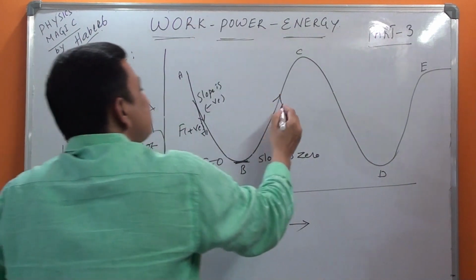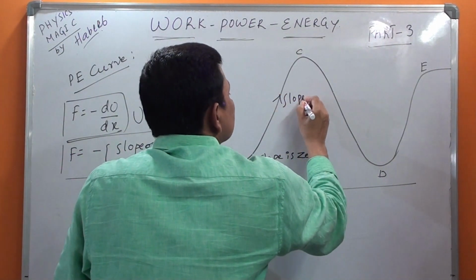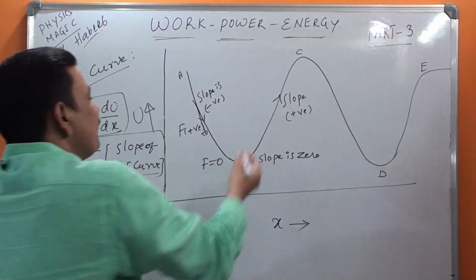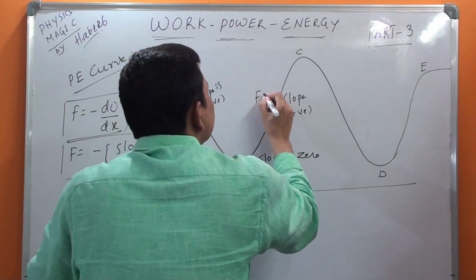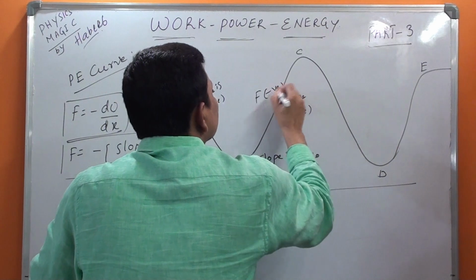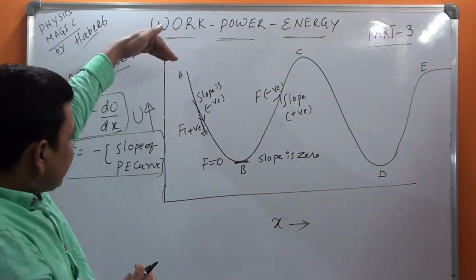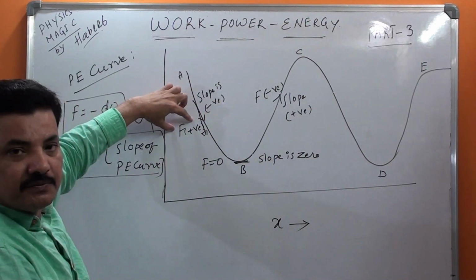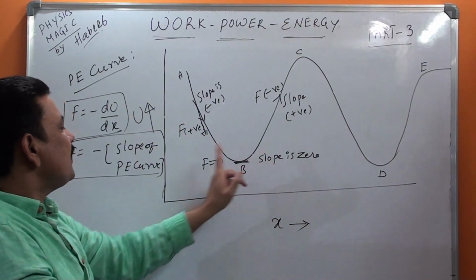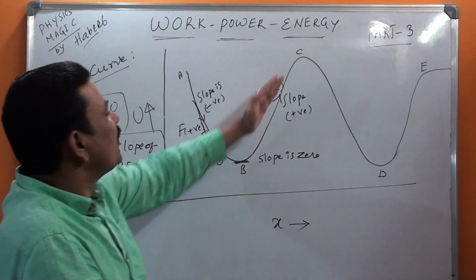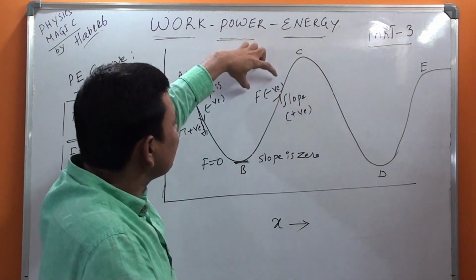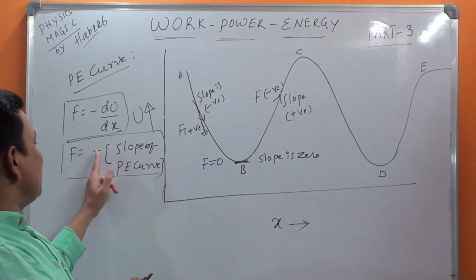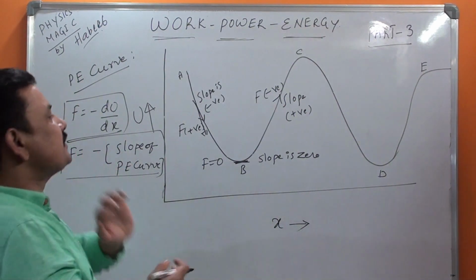So slope is positive, because it is going up. When slope is positive, you know well here force is negative. So while coming down, slope is negative, force is positive. Here, slope is 0, force is 0. Then while going up, slope is positive, force is negative. Because slope is positive, if we substitute here, only one minus. So definitely force is minus.